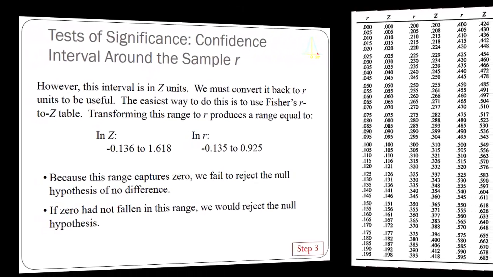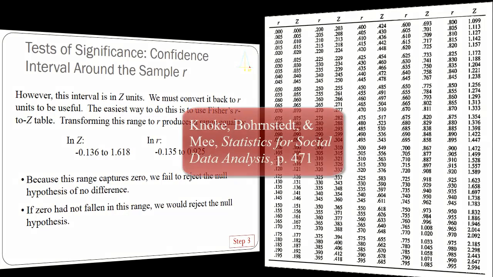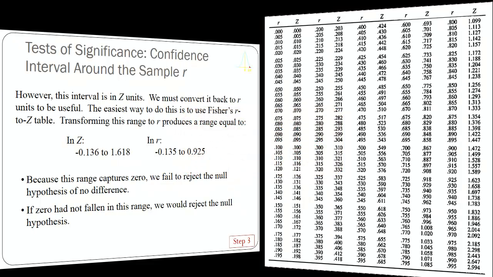Here's a Fisher's Z to R table from the back of a popular statistics text. You'll notice the columns are labeled R for Pearson's R and Z for Fisher's Z, so we can convert from R to Z or Z to R depending upon which column we start in. We've already calculated our Fisher's Z as minus 0.136 and 1.618, so we need to look up those values in the table under the columns labeled Z.